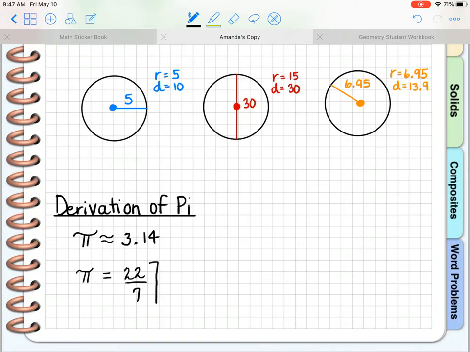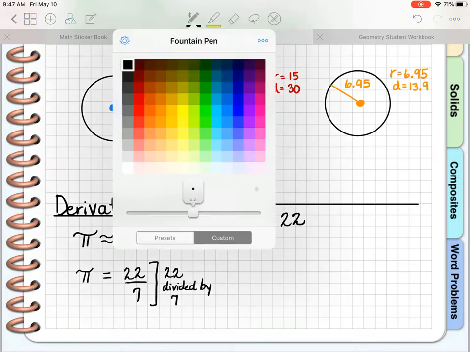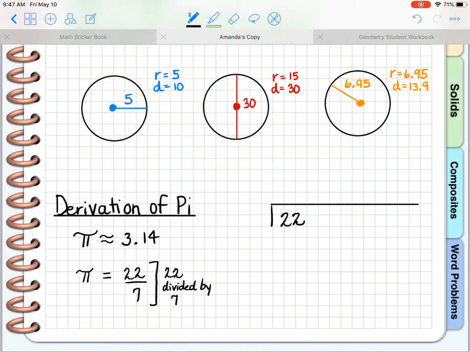This fraction literally is saying 22 divided by 7. And so let me go ahead and write this out over here. 22 divided by 7. And notice that I am making a very long line up here because I've done this many times in my life and I know I'm going to need that very long line. And we're doing divided by 7.